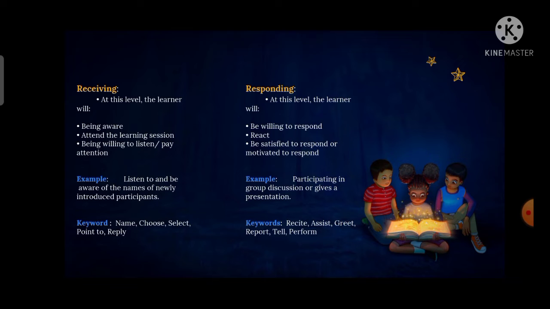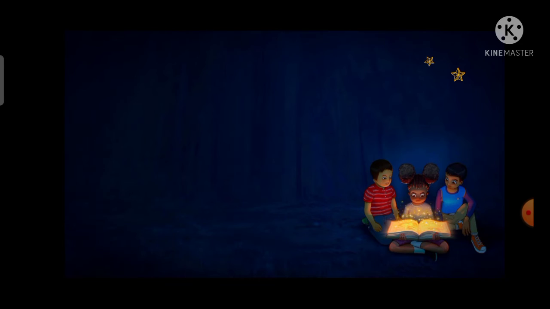For instance, you decide on running a group discussion, and the participants at this level will be willing to take part in the group discussion, will have something to contribute to the discussion, or will give a presentation. So she or he will not just be receiving information, but will now be responding to it in her own manner.